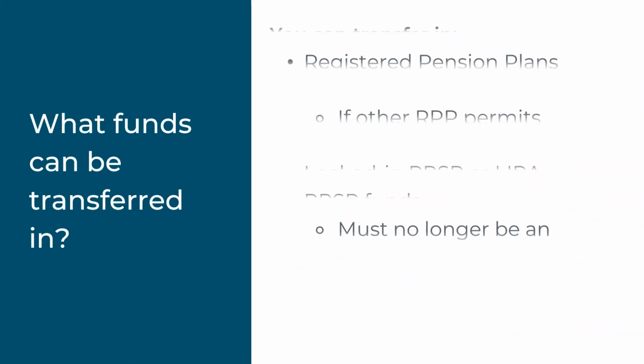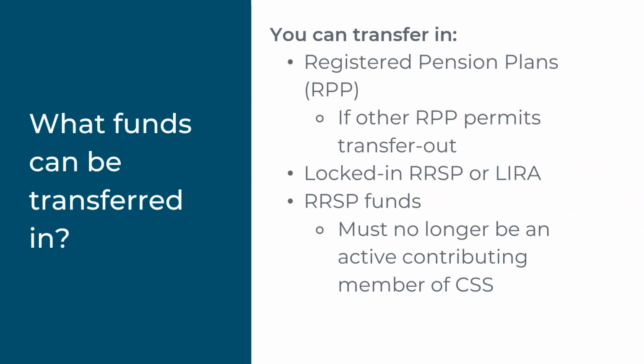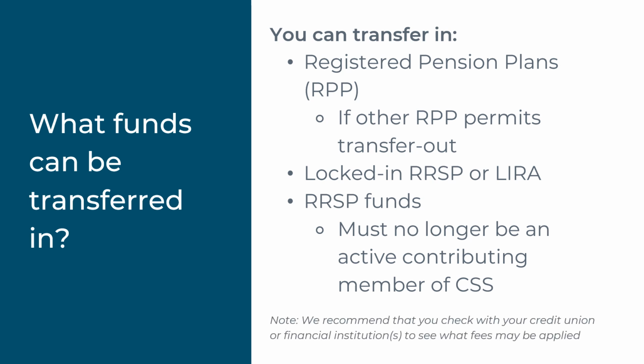What can be transferred into your CSS pension account? You can transfer registered pension plans, RPPs, from previous employers if they permit the transfer out, as well as locked-in RRSP or LIRAs. RRSP funds can be transferred in once you are no longer an active contributing member of CSS. Contact CSS for additional details. CSS does not charge a fee for transfer-ins, but we recommend that you check with your financial institution to see what fees they may charge.